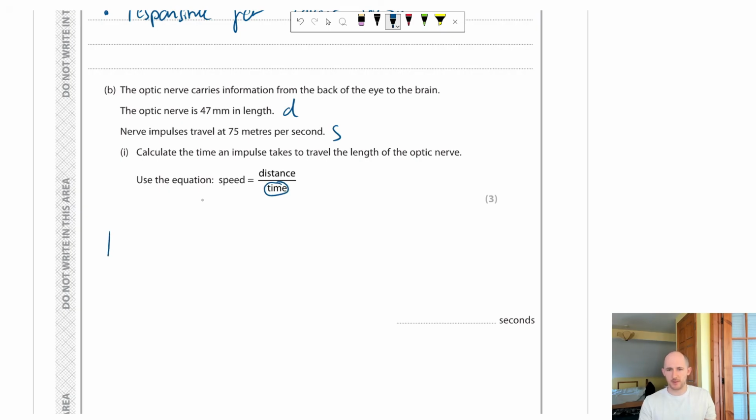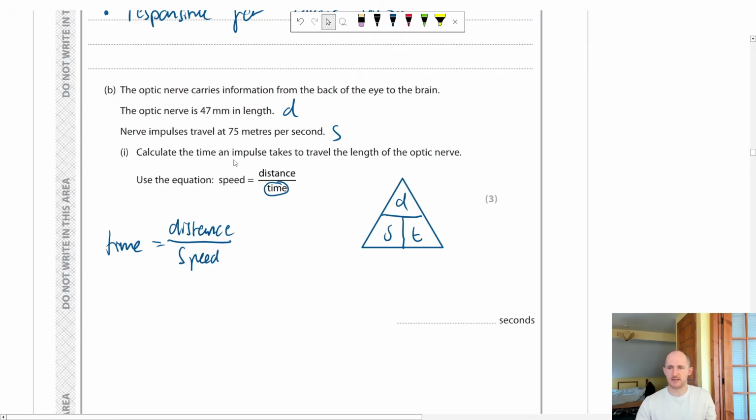Now, some of you might be okay with just rearranging if your maths is pretty solid, so distance over speed. However, I'm going to be super nice and I'm going to give you a formula triangle. So let's draw out our formula triangle. I'm going to say speed is just S, D, and T. If we want time, calculate the time it takes, we cover up T and we get distance over speed. That's where I got that equation from.